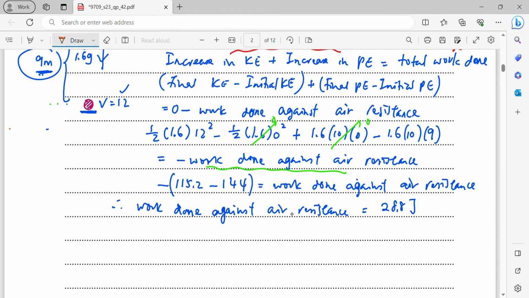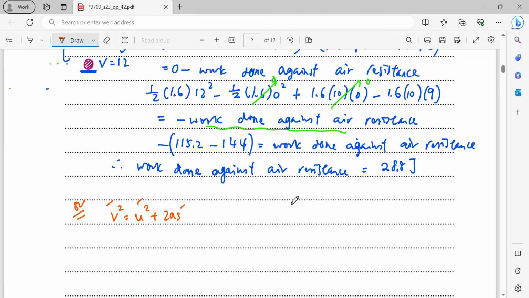Now the second method is using v squared equals u squared plus 2as. We don't use the energy, but together with Newton's second law, this is the second method. Since you are given the v, u, and s, we can find the a first. So I will say 12 squared equals 0 squared plus 2a, the s is going to be 9. Then from here, I will get 144 equals 18a.